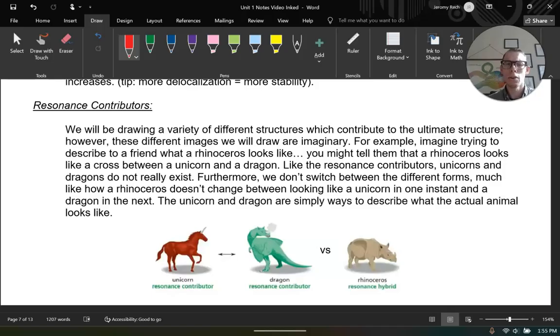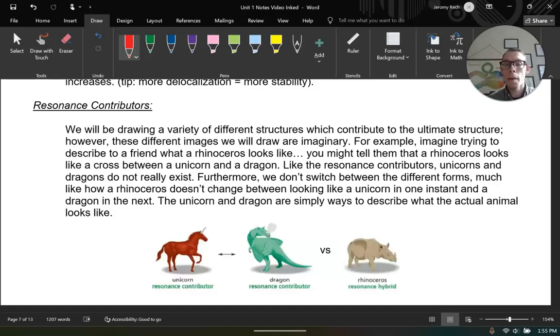But much like unicorns and dragons, these resonance contributors don't actually exist. A rhinoceros doesn't convert where one minute it looks like a unicorn and the next minute it looks like a dragon, in the same way that our molecules aren't just magically switching between structures. These electrons are delocalized, and everything is always that rhinoceros. The unicorn and the dragon are just our depictions to help describe what that rhino looks like.